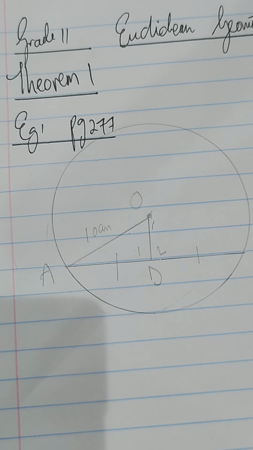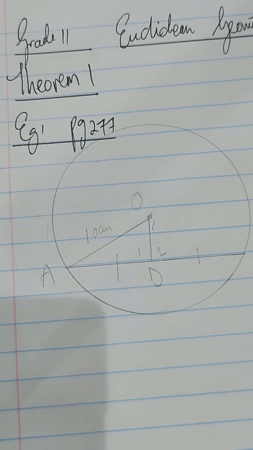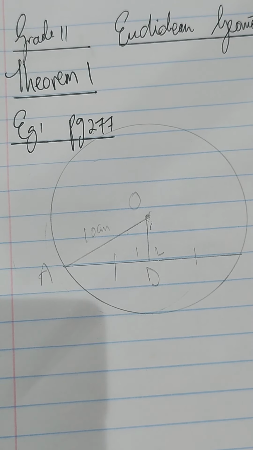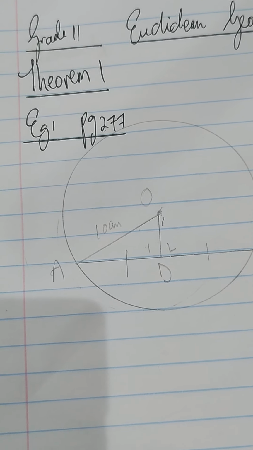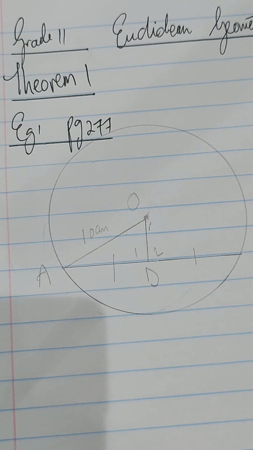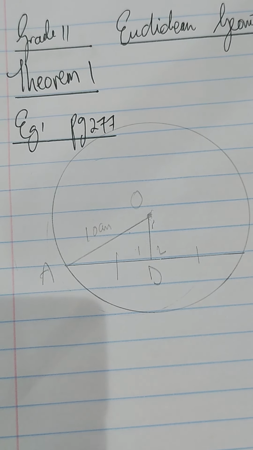Okay, as indicated in the previous video, this lesson is exclusively for SAICA, which is the South African Institute of Chartered Accountants. Okay, the topic on hand is Euclidean geometry at grade 11 level. We're looking at a few theorems and the examples thereof.